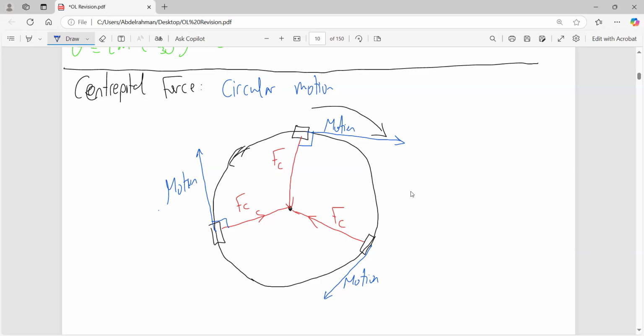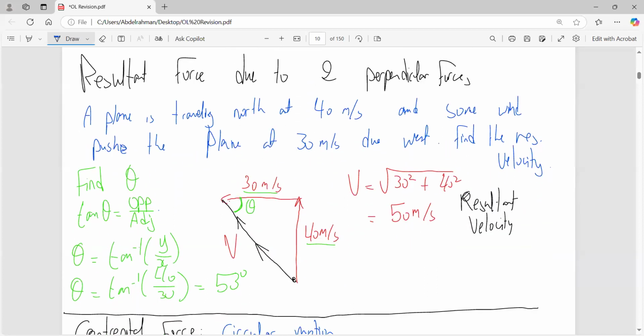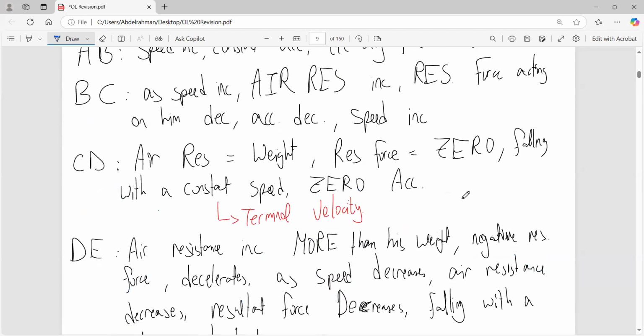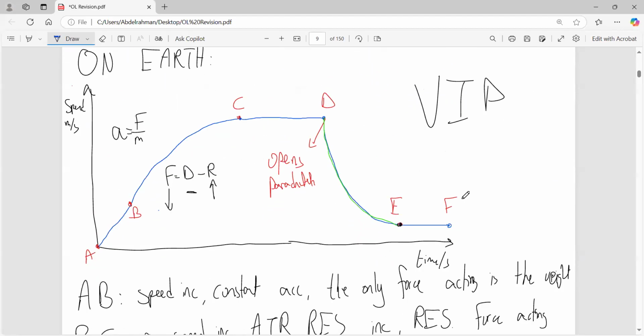You can draw it. It doesn't need to be very accurate, but you have to know that it's tangent. It's 90 degrees to the centripetal force. This is the motion, and this is the centripetal force. I hope this part was quite easy. Anyway, you have some questions regarding centripetal force, some questions regarding the perpendicular forces, and a lot and a lot of questions regarding the free falling motion on Earth, with air resistance.